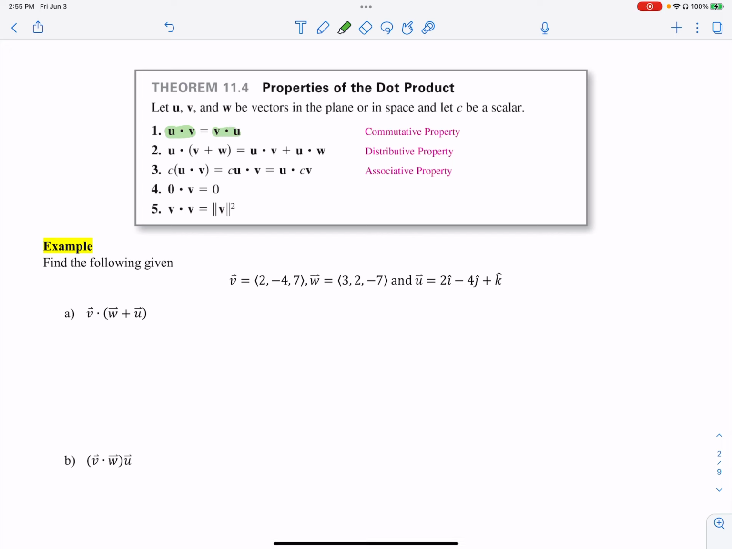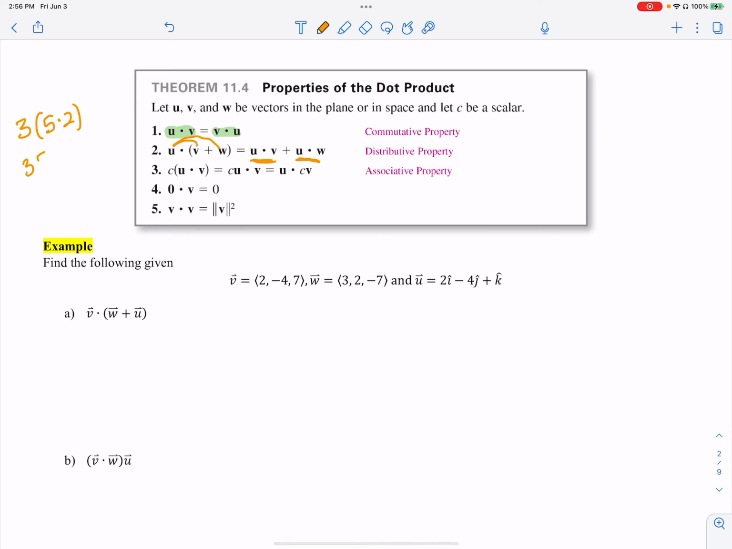It's also distributive. Notice here, this is being dotted with a sum. It works like you would want it to work: I dot both of them and add them together. The constant, unfortunately, just like multiplication, doesn't go to both. Like if I do 3 times 5 times 2, it doesn't do this. That only happens with multiplication.